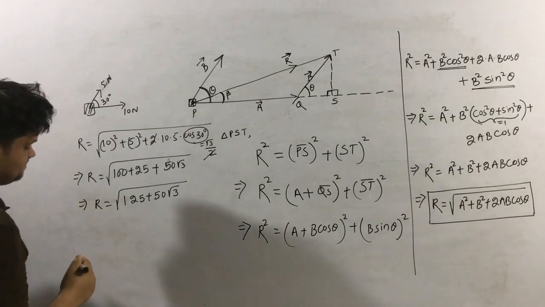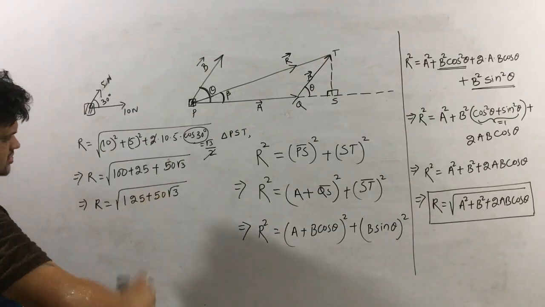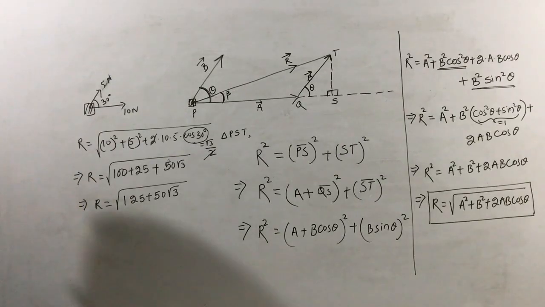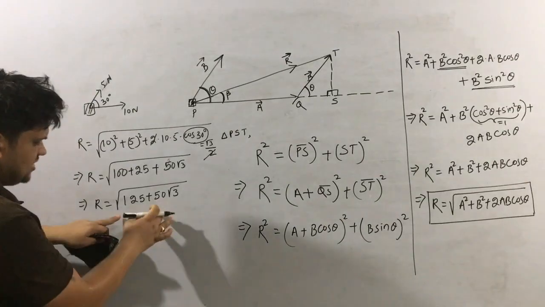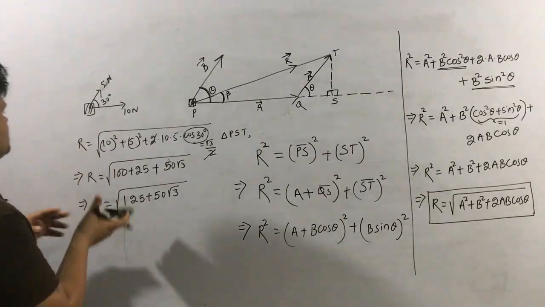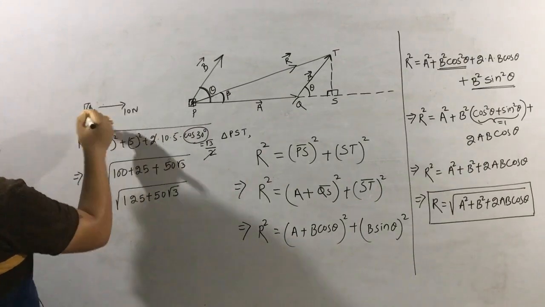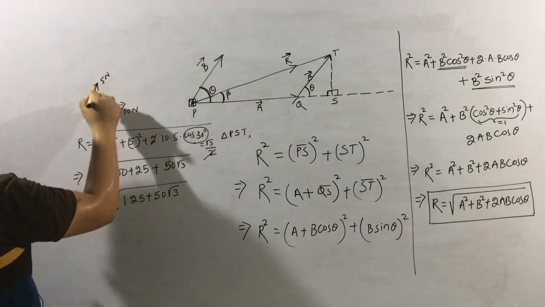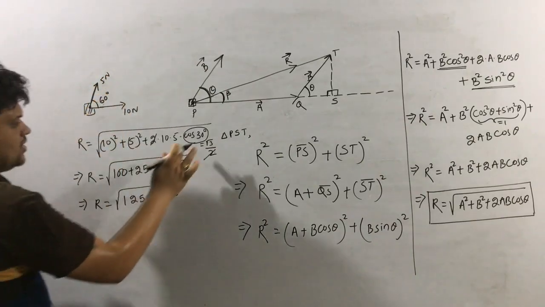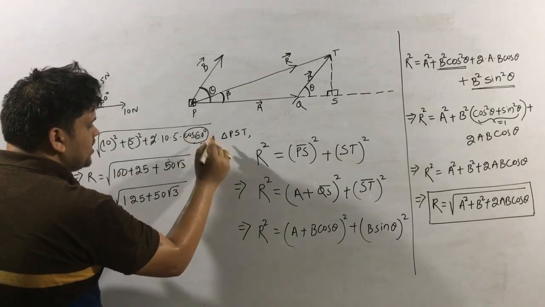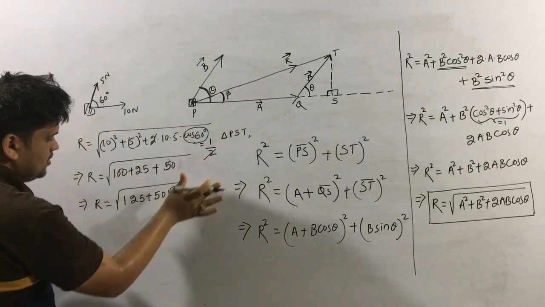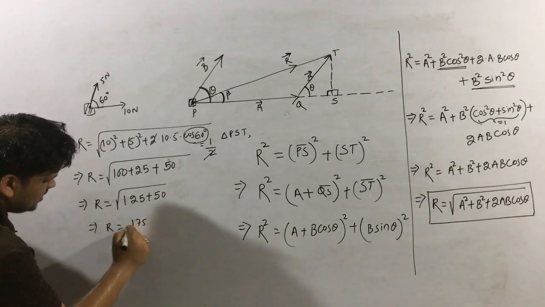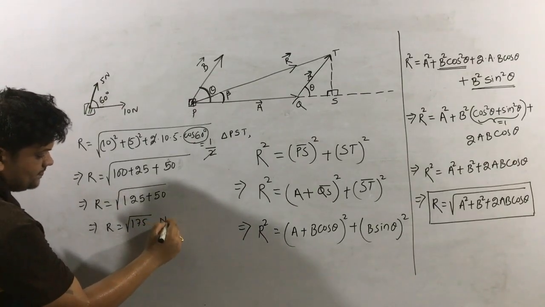Now if you do this, it is somewhat difficult calculation. Let me make it 60 degree. You can do it, but this answer was somewhat difficult. Let me make this angle 60 degree. 10 Newton and 5 Newton acting at an angle of 60 degree. Now it will be cos 60 degree, which is 1 by 2. So 50, 50. So now R will be equal to root over of 175 Newton.